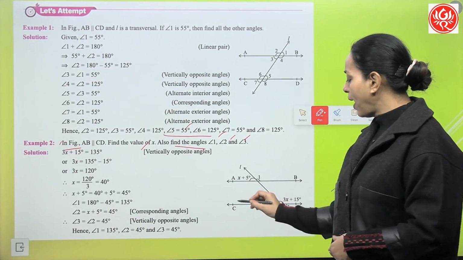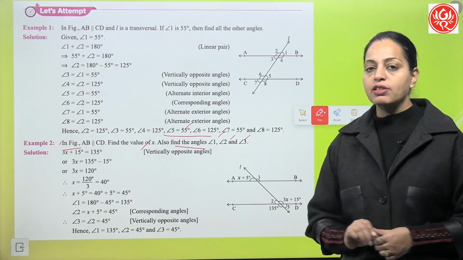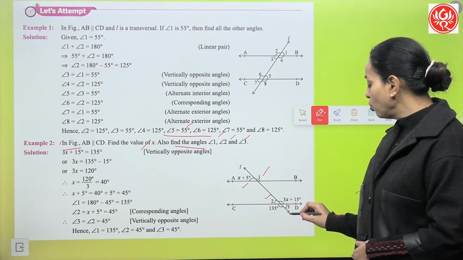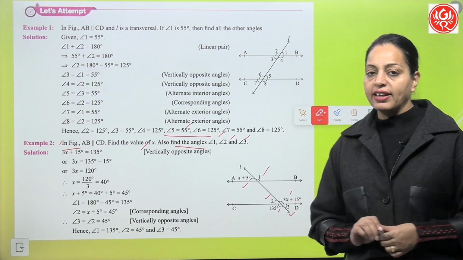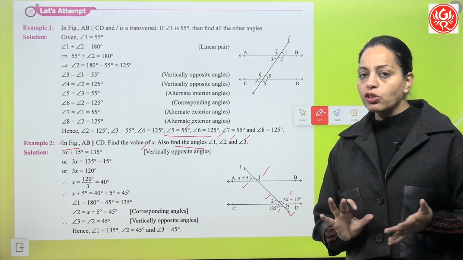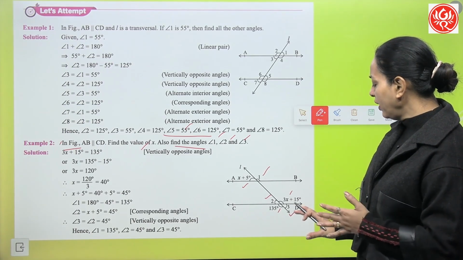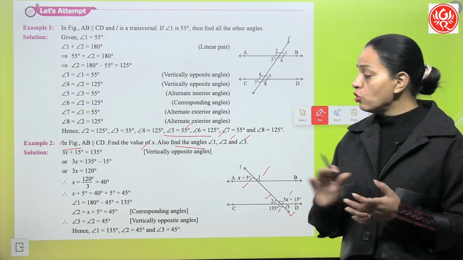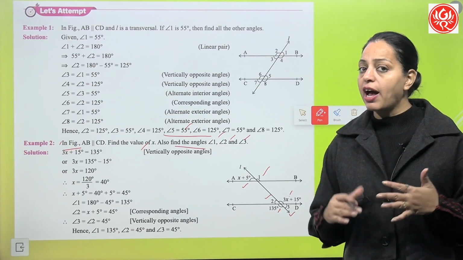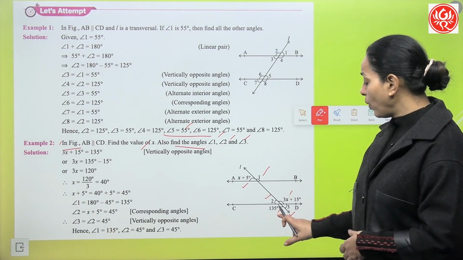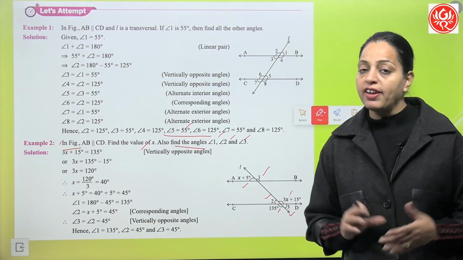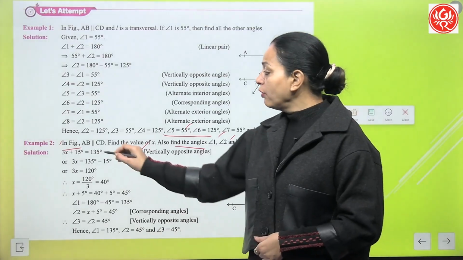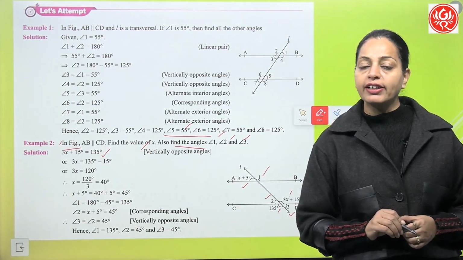See this figure AB parallel to CD and L is a transversal. We are getting angle 1 here, x plus 5, angle 2, angle 3, and these are the angles. So very interesting. So what to do? You can see over here clearly, we can see 3x plus 15 and 135. जो known angle होगा उसी की help से आप other angle find करेंगे. So 135 and 3x plus 15, they are vertically opposite angles. So these two are equal.